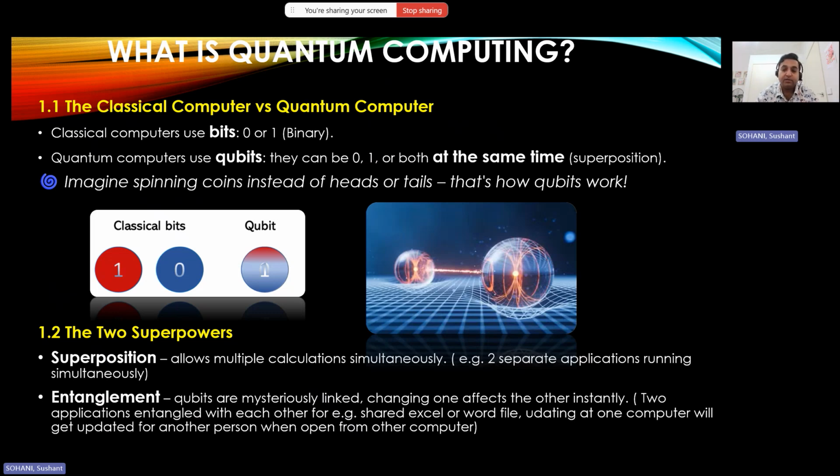So this is how it works. What is updated on one computer will be updated for another person when opened from another computer. This is called entanglement. And superposition is quite easy. It is like two tasks running simultaneously, concurrently, like music and your browsing. Very simple example.